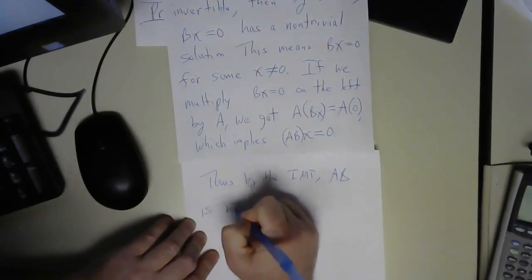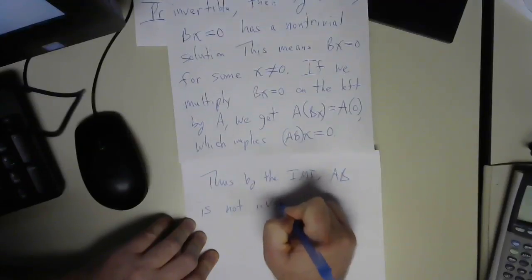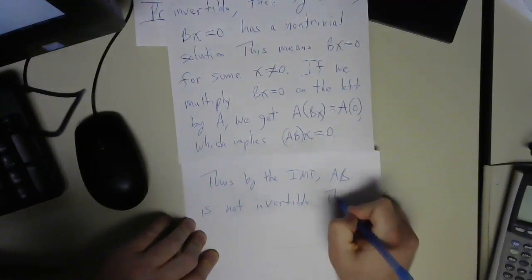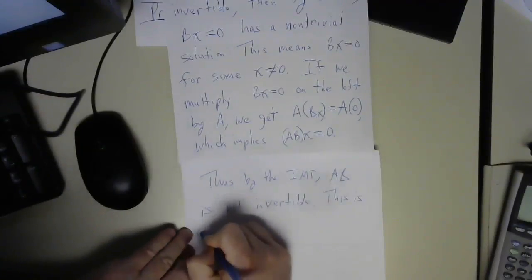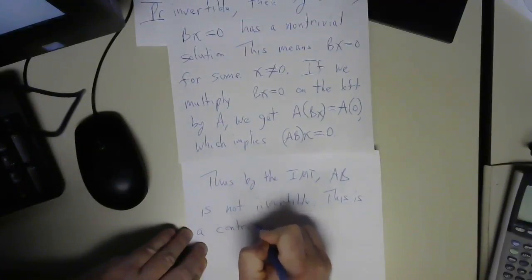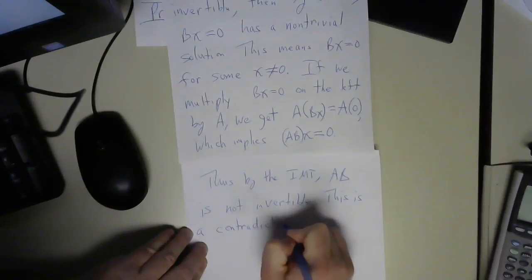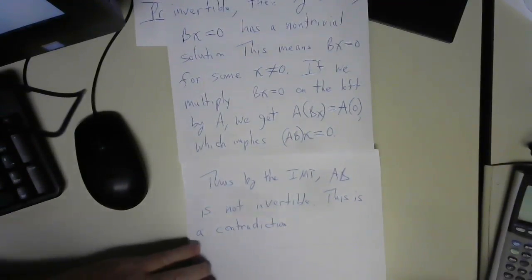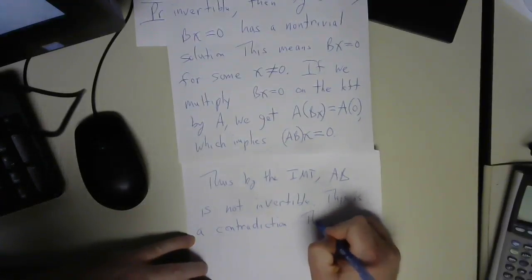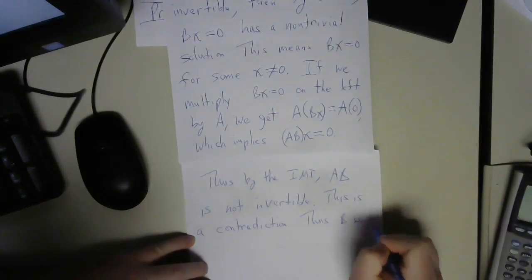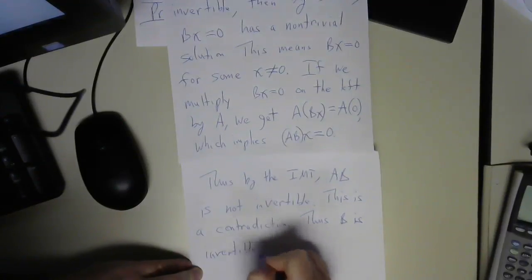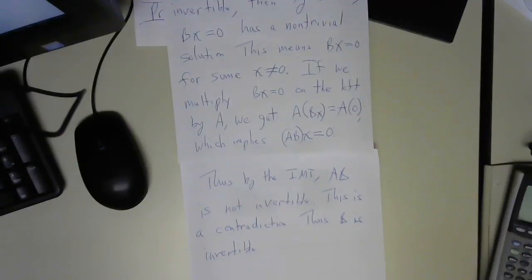And that is a contradiction. So this is a contradiction. So our assumption that B is not invertible is false. So we conclude that B is invertible. So that's just a nice little proof by contradiction using the invertible matrix theorem.